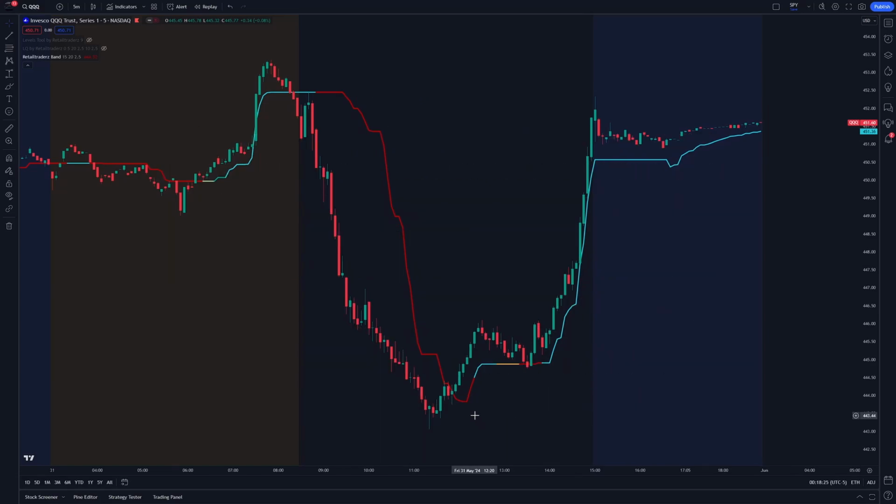Hey everyone, this video is going to be explaining how the Retailtraderz band functions and how I personally interpret its data. To begin, we're going to be looking at QQQ on the intraday 5-minute time frame.